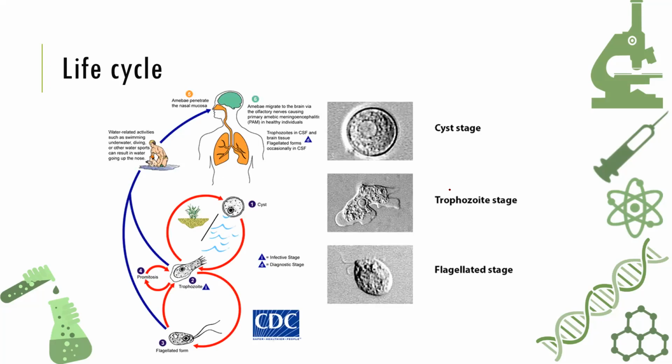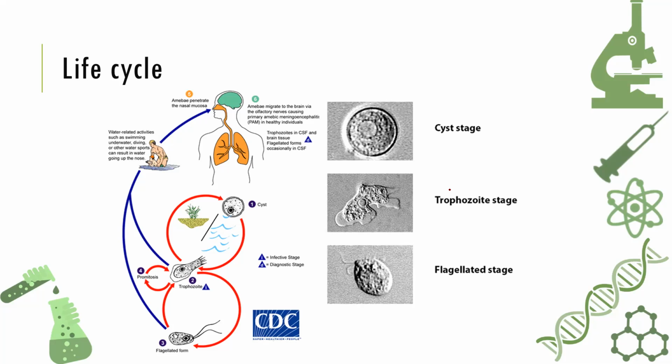So that is it. This is the life cycle. The cystic stage that is present in the water body morphologically transforms into trophozoite. This trophozoite can transform into what we call the flagellated form.